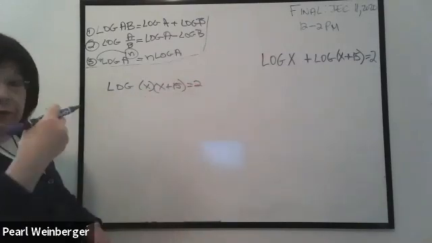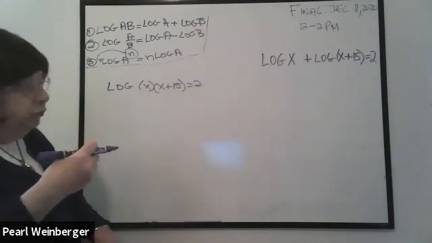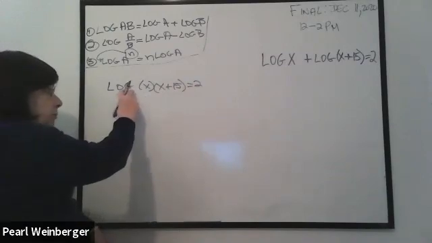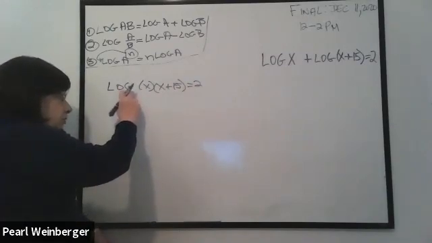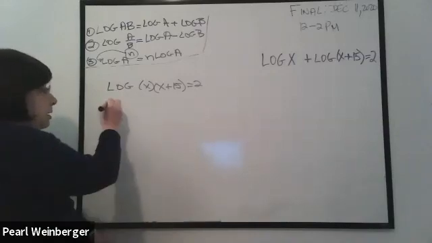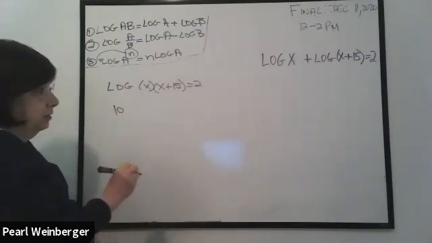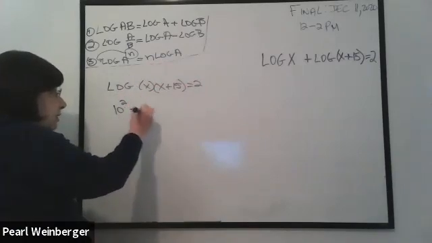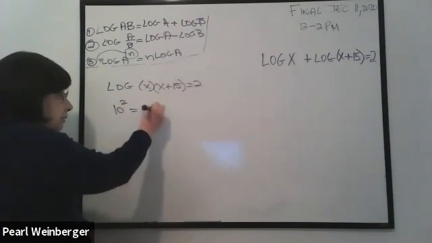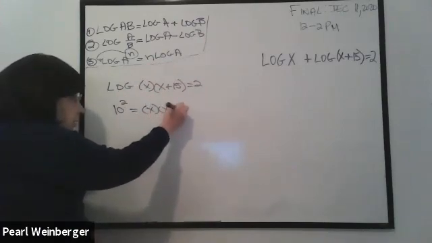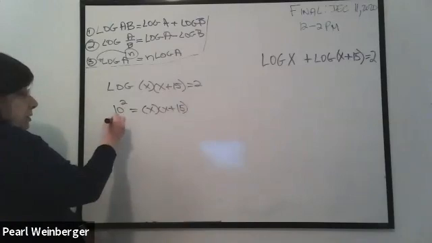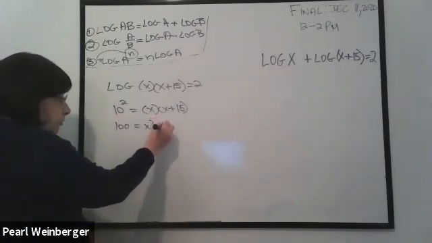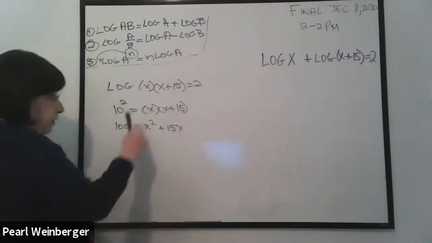We can go from the log format to the exponential format. The exponential format we'll get by taking our base, and since no base is written in, this must be a common log. It must be my base is 10. My exponent is the number on the other side, so that's the 2. That's going to be equal to the x times the x plus 15. And 10 to the 2 is obviously 100 equals x squared plus 15x when I remove the parentheses.